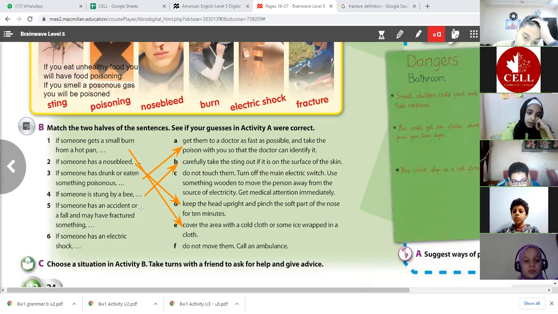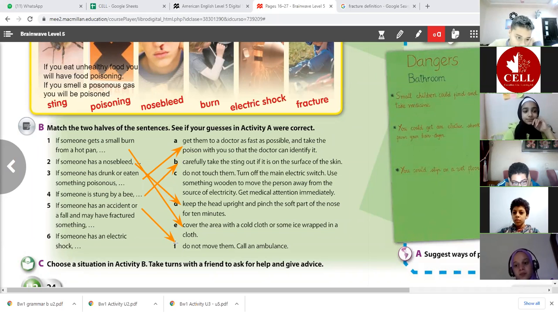If someone has an accident or a fall and may have fractured something, don't move them. Call an ambulance.